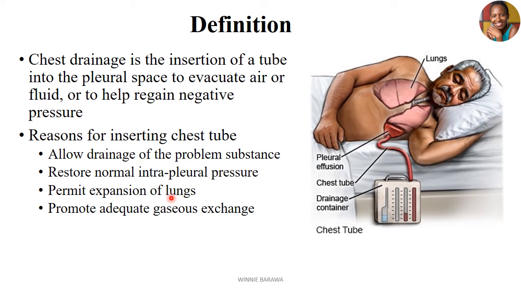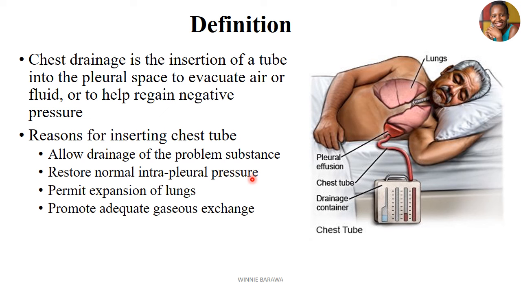There are different reasons why you may want to insert a chest tube, and one of them is to allow drainage of the problem substance. The problem substance could be fluid in the form of pus, in the form of blood, or generally any fluid that the system could produce based on the disease that the client has.